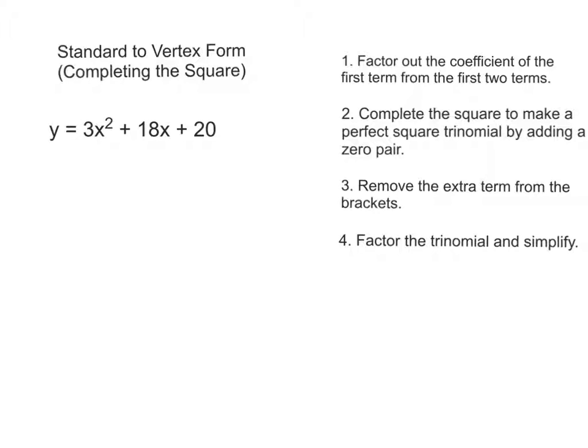So the first step says factor out the coefficient of the first term from the first two terms. Usually when you're taking out a factor, you're looking at the greatest common factor. That's not what we're doing here. We're just factoring out the coefficient of the first term from the first two terms. So here's what that's going to look like.